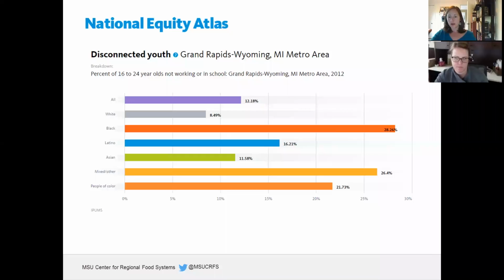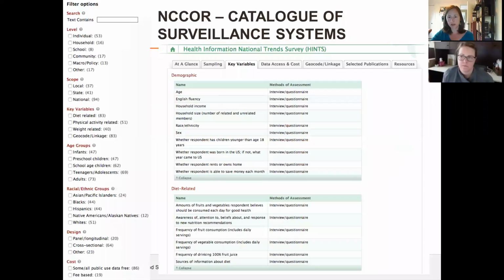And this is an example of an indicator. You can also really easily compare Grand Rapids, the metro area, with the other 150 largest metro regions in the country to see where Grand Rapids ranks. So just another data source to explore, and now I'll turn it back to Courtney.